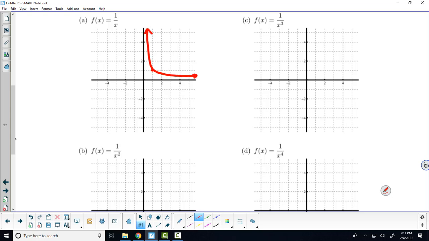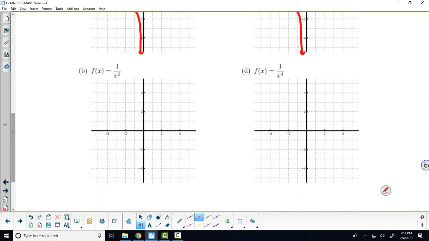Here's the graph of 1 over x. Here's the graph of 1 over x cubed. I can't tell the difference between these two graphs without having more points plotted. Here's the graph of 1 over x squared. We put that up once before, twice before, I think, actually. Here's the graph of 1 over x to the fourth. These are the building blocks of a lot of the rational functions that have asymptotes in them.